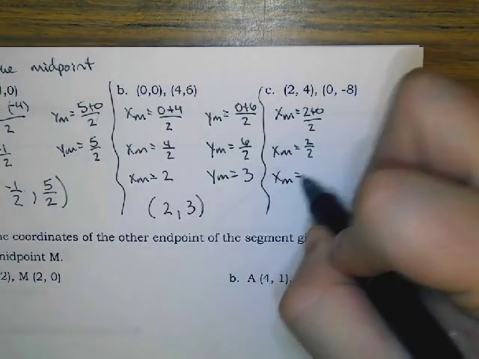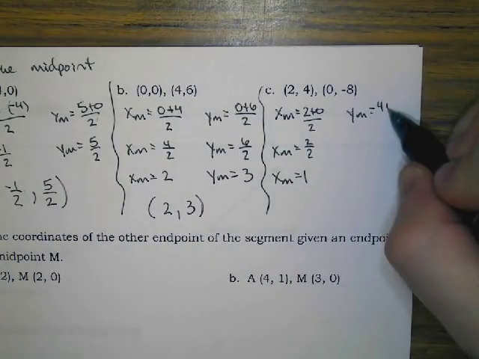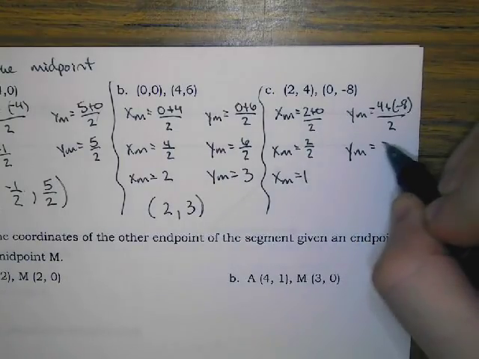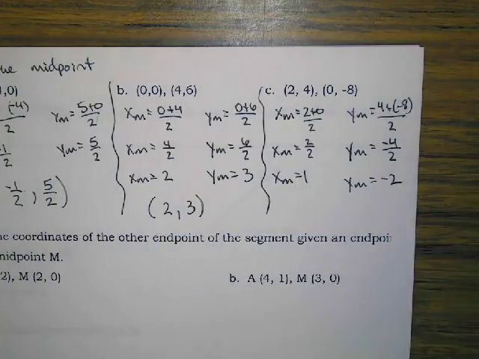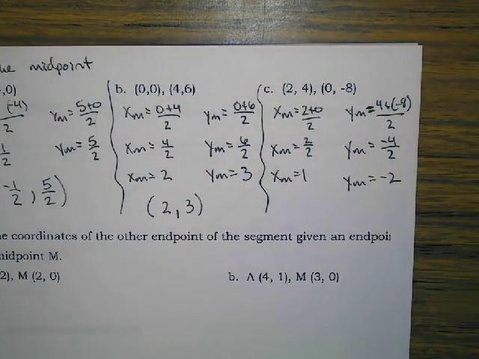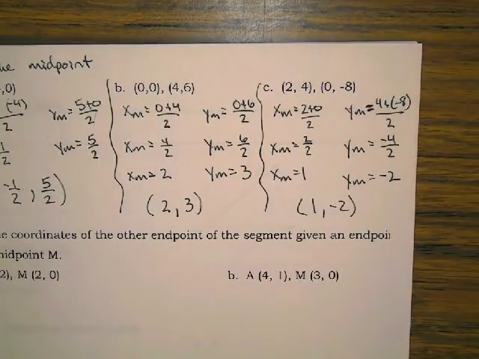So xm is 1. And then our y coordinate would be 4 plus negative 8 divided by 2. So that's negative 4 divided by 2. So that would be negative 2. And so we get the point 1 comma negative 2. So that's our midpoint, 1 comma negative 2.